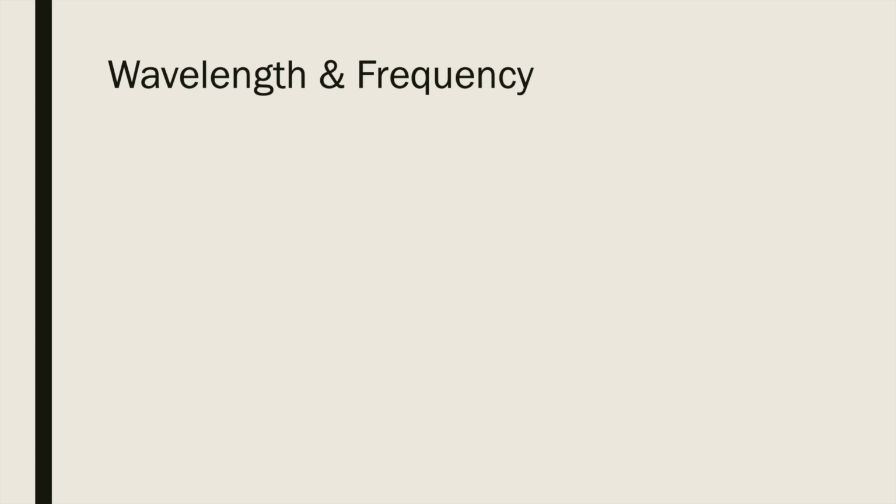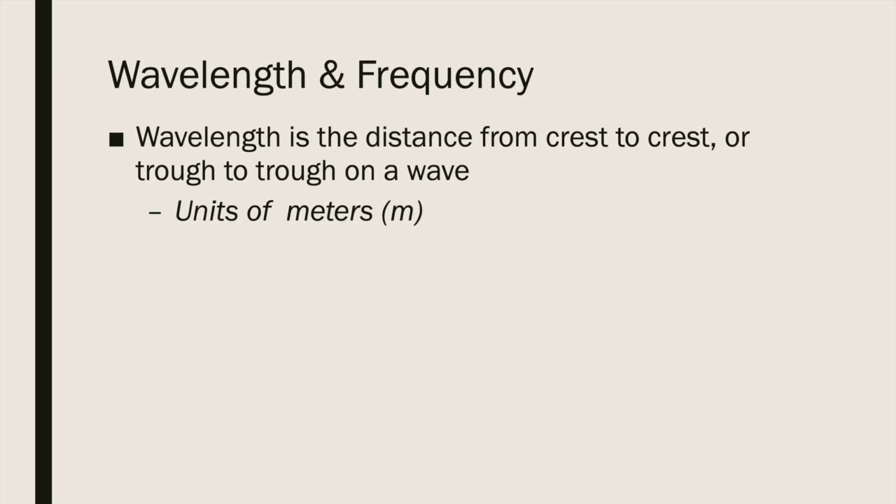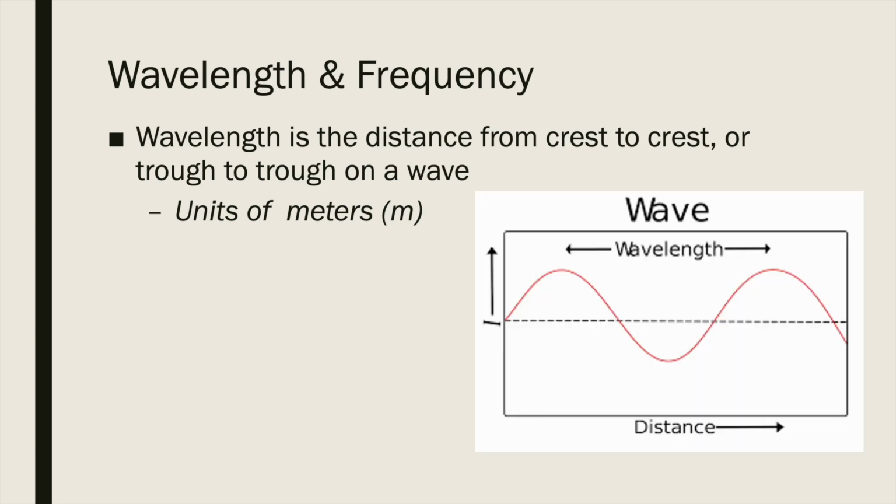So the two main parts of a wave that we really care about are wavelength and frequency. Wavelength is defined as the distance from crest to crest or trough to trough on a wave, and it's typically measured in units of meters. So you can see in the image they're measuring the wavelength from crest to crest, crest meaning the highest point of the wave.